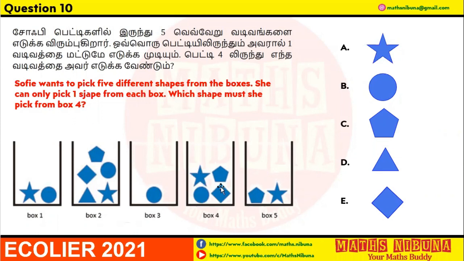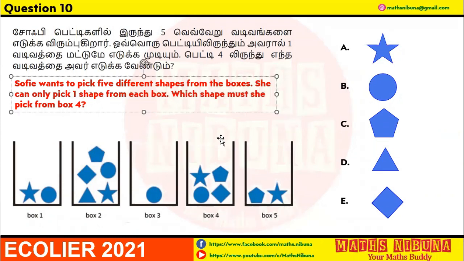From box 4. Okay, the thing is what they said, she only can pick one shape. Sorry, this is one shape from each box. She cannot take more than one shape. Okay, when it comes like this, what we do, you find which box has only one shape. That means box 3. Box 3, we have only circle.